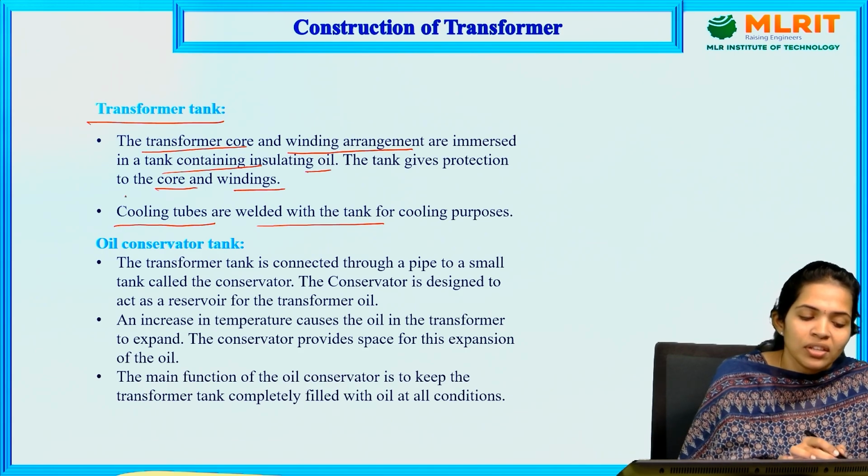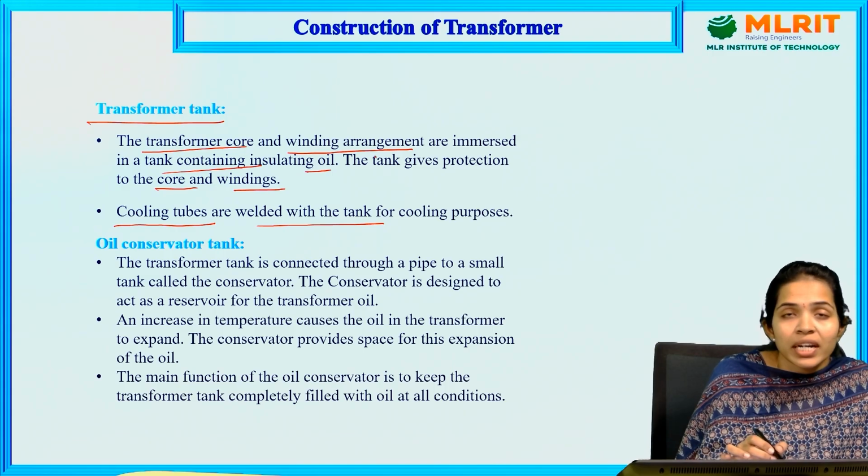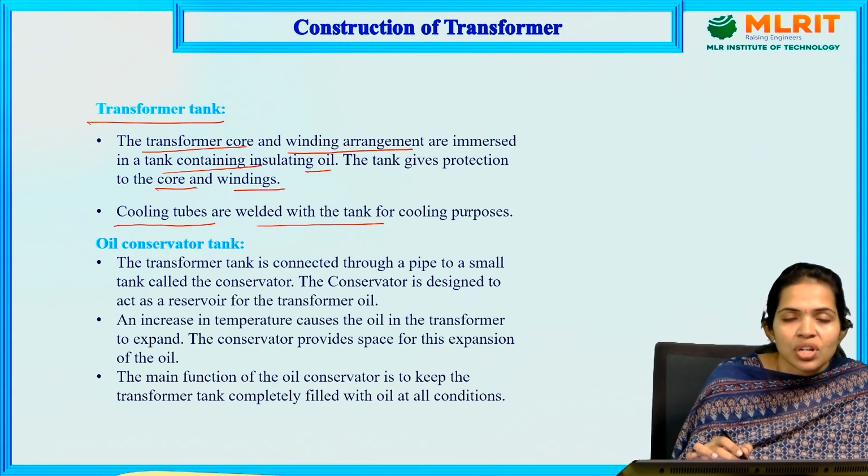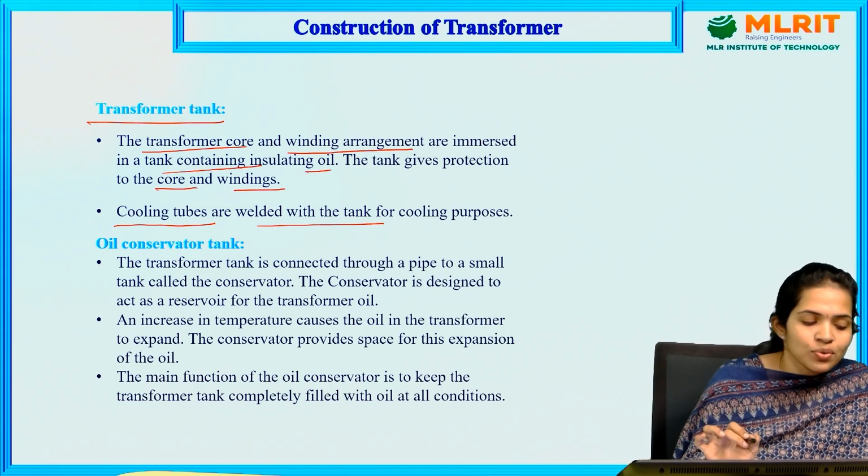So in the transformer tank, we see the core and the winding arrangement is immersed in the transformer oil, and we also have cooling tubes on the transformer tank to reduce the heat which is generated by copper losses in both the primary and secondary winding of the transformer.